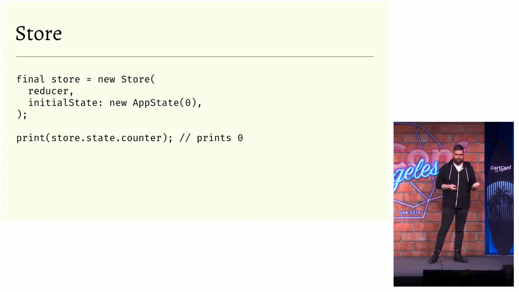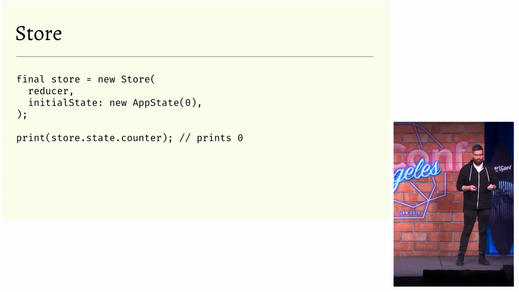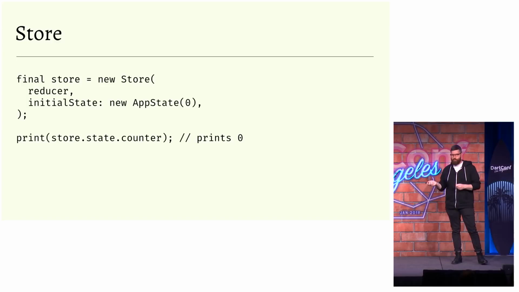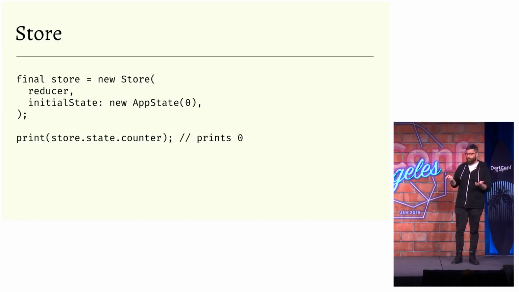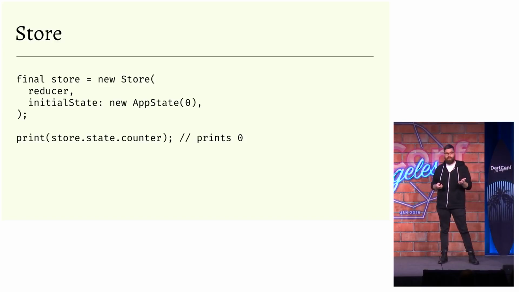So the store itself just takes in one required parameter, which is the reducer, and you can optionally provide an initial state. And so what we can do with this is we can immediately create the store and start using it. We can immediately print out the store's state. In this case, we just want to print out the counter. Since we're initializing it with a counter of 0, it'll print that.